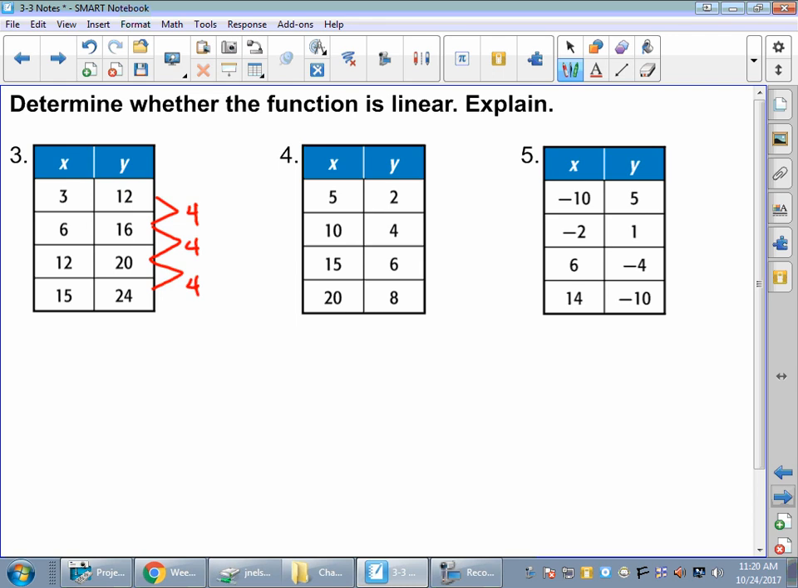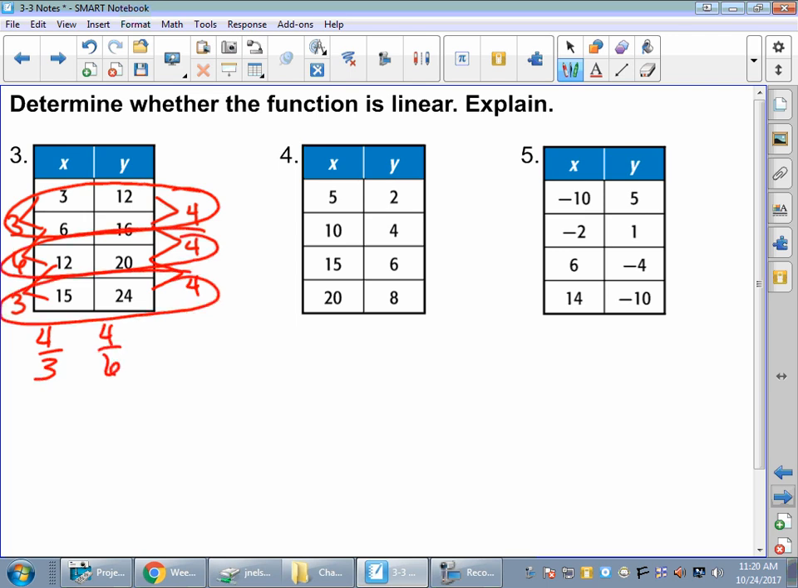We just got to make sure that the x values are also constant. And so my x value went up by 3. Then it went up by 6, and then it went up by 3 again. So because my x values and my y values are not all constant, this is not a constant rate of change. Because my first rate of change was 4/3, then my next rate of change was 4/6, and then 4/3 again. And so because it wasn't constant here, we can say not linear.